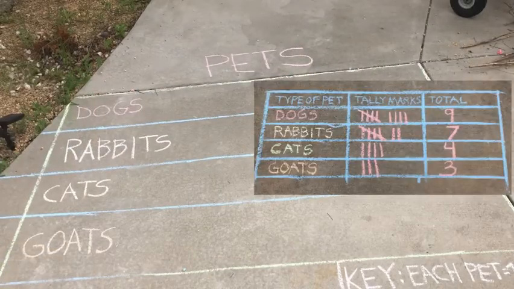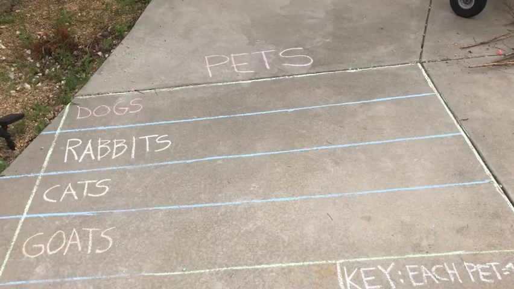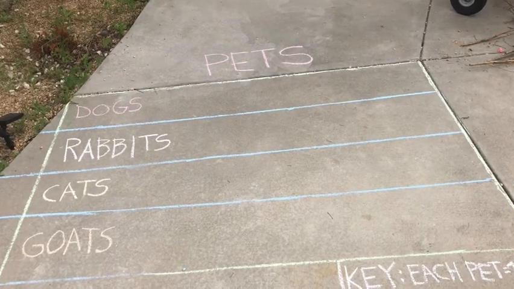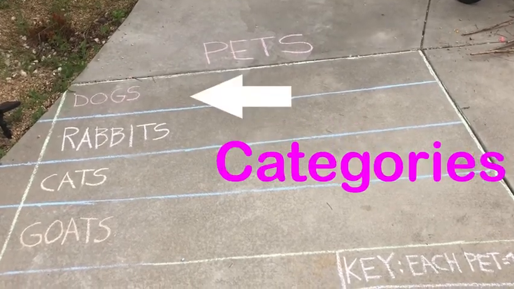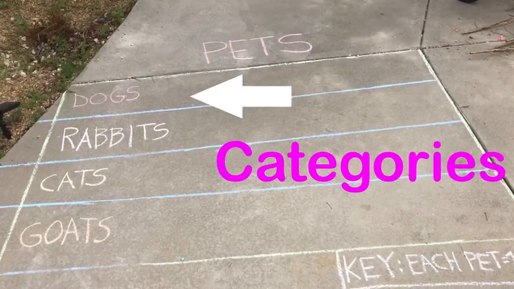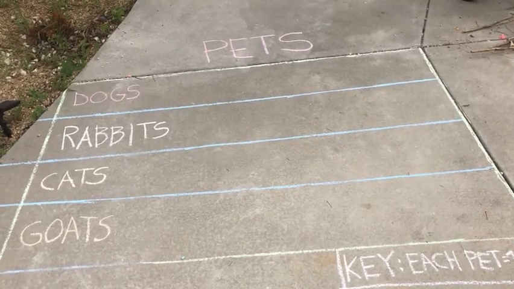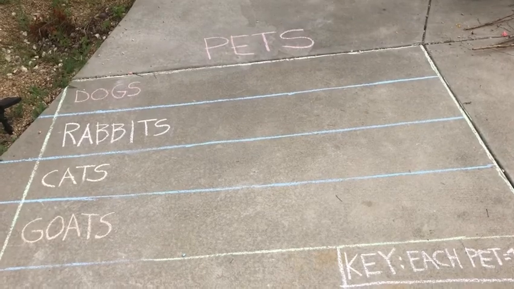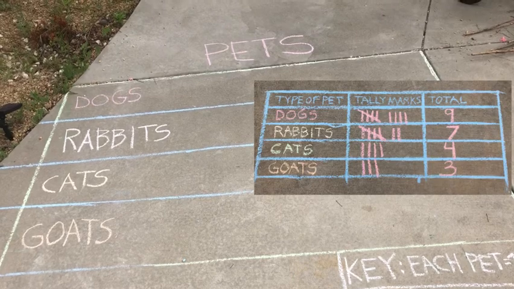We're going to use sidewalk chalk again in order to make our pictograph. Now we're going to take that information and make a pictograph to represent that data. As you can see, we have the title on our pictograph. We have each of the categories: dogs, rabbits, cats, and goats. And we have the key. This represents each pet is equal to 1 vote. So the next thing we're going to do is draw a picture next to each type of animal to represent the data that we've already gathered.